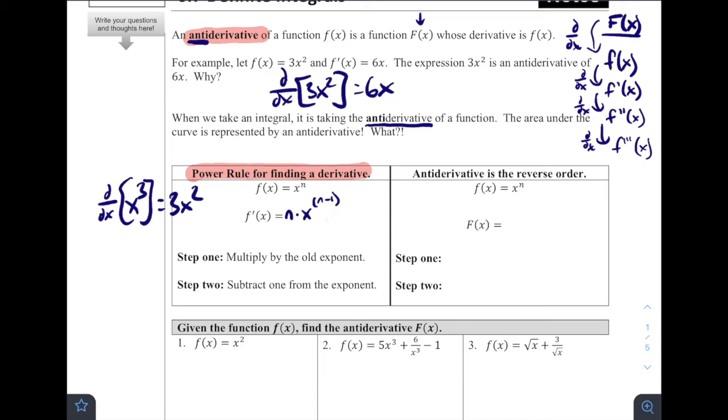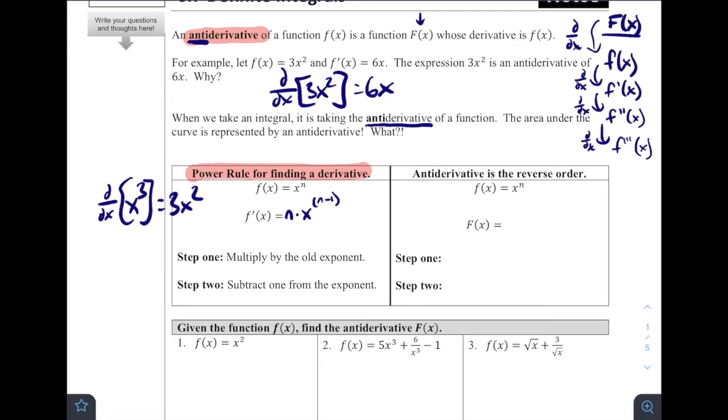And so that's how we would use the power rule back when we learned chapter 2, when we were first introducing derivatives. Now, antiderivatives are in the reverse order. They're essentially inverses of each other, and so we're going to swap steps.